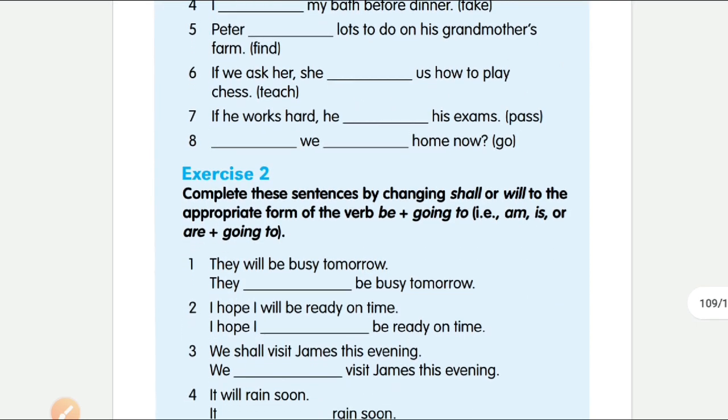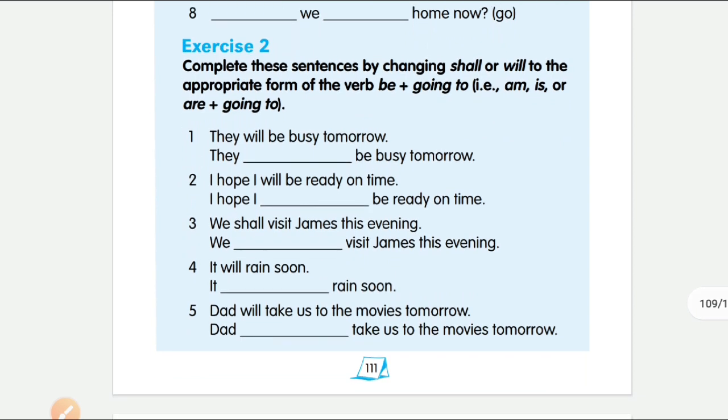And the next exercise is be verb plus going to. I have already cleared it. They will be busy tomorrow. They are going to be busy tomorrow. I hope I am going to be ready. We are going to visit. It is going to rain. Dad is going to take us.